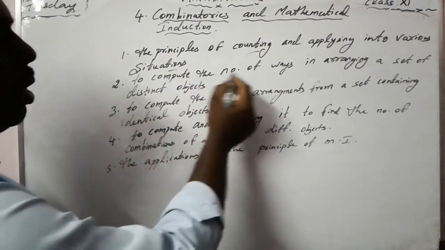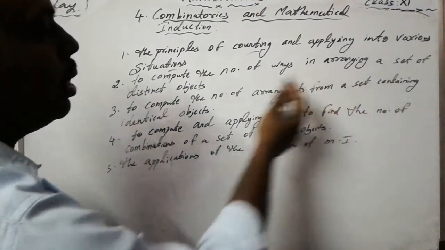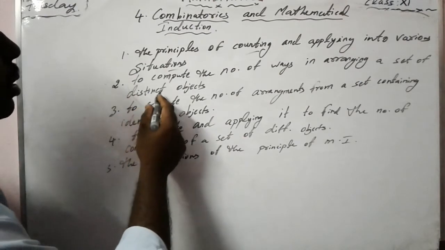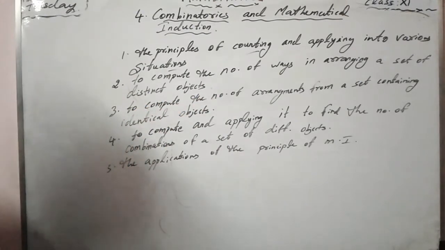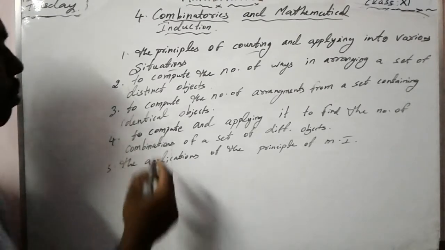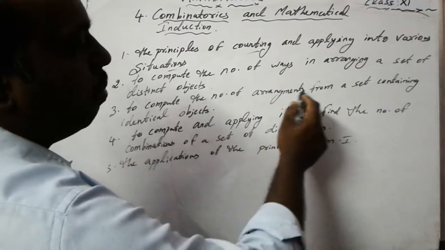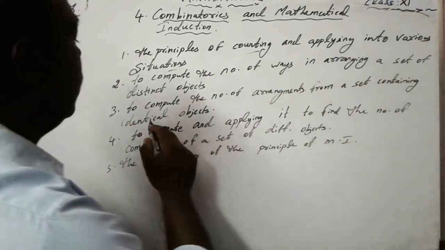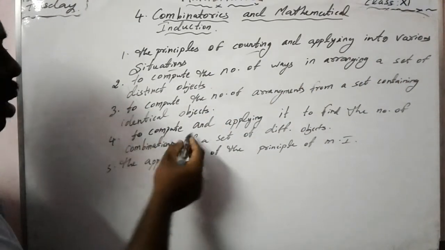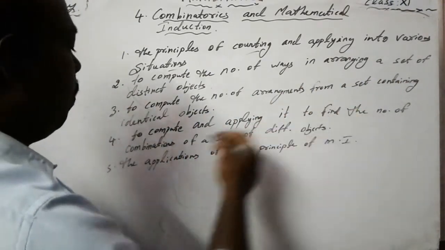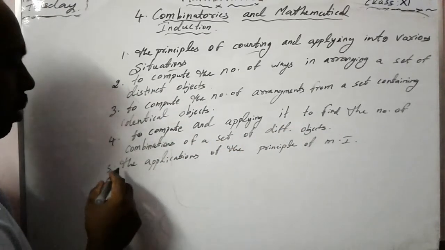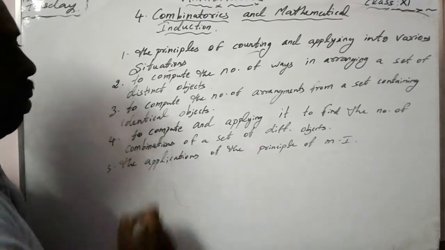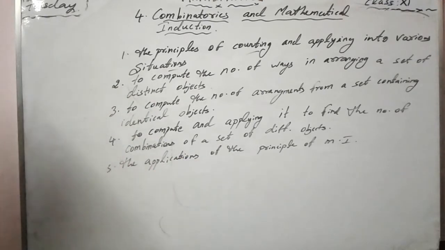Second point, to compute the number of arrangements of a set of distinct objects. To compute the number of arrangements from a set containing identical objects. To compute and apply it to find the number of combinations of a set of different objects. Last one, the applications of the principle of mathematical induction.